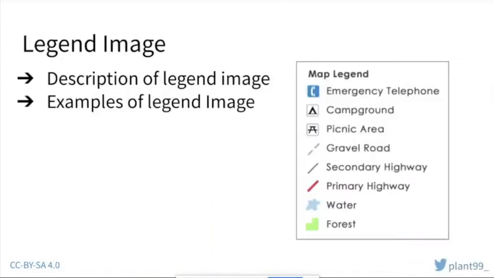So legend image is something which users generally use. For example, there is a hospital which has a very big name, and you don't want to write the name of the hospital on the map. So what you do is you just give an icon of a hospital, and the user can then understand that, okay, this is a hospital, with the help of the map legend.